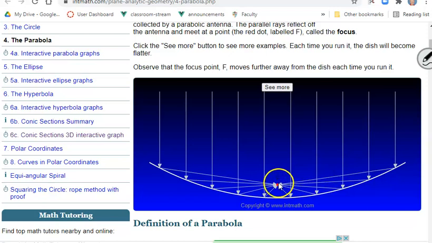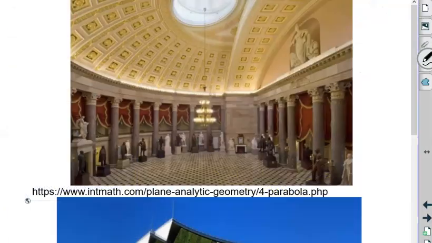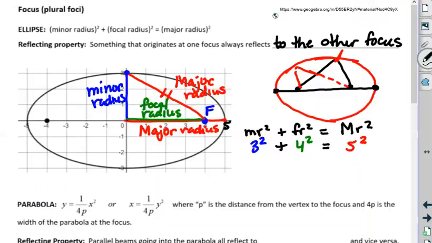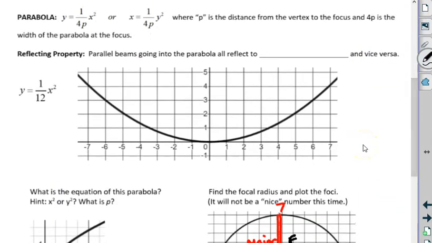And the light source would be located here. All the beams would go out from the light source, reflect off the back of this curved surface, and create a parallel beam of light going out. So knowing how to locate the focus on a parabola is actually a very useful thing to know if you're doing anything with physics. Okay, so let's go back then and figure out how that is related to the equation of the parabola. So first of all, the reflecting property. Parallel beams all going into the parabola all reflect to the focus and vice versa.